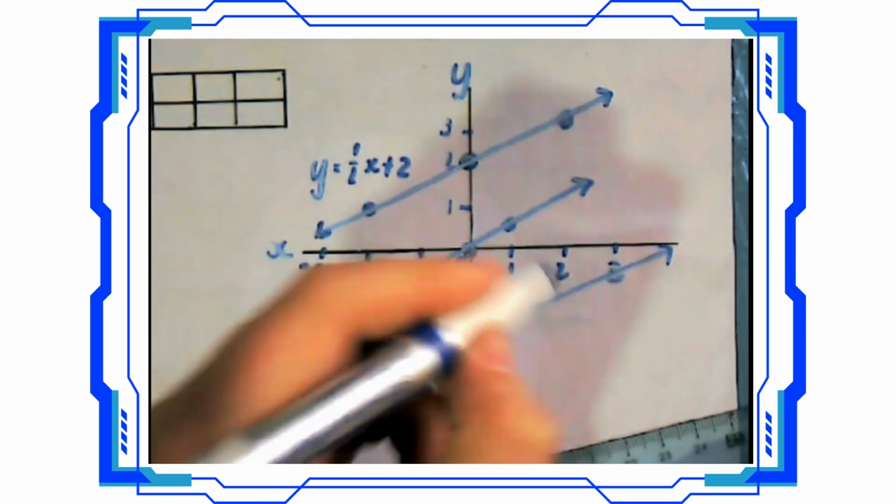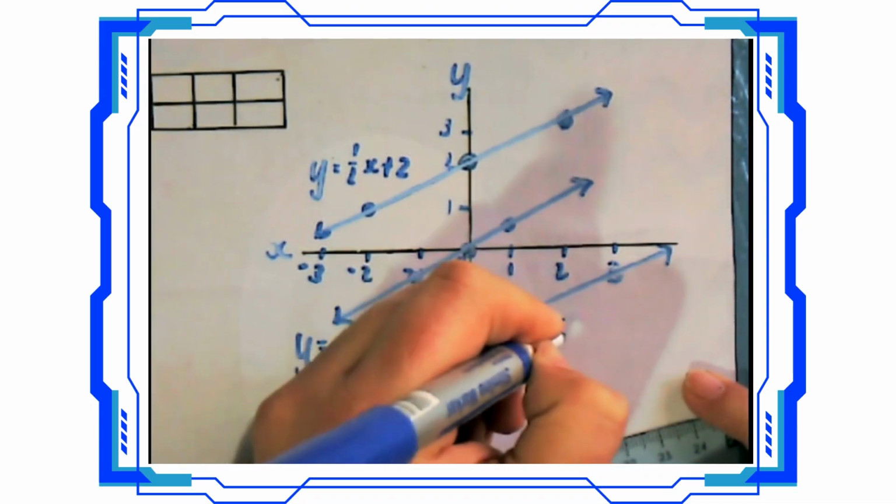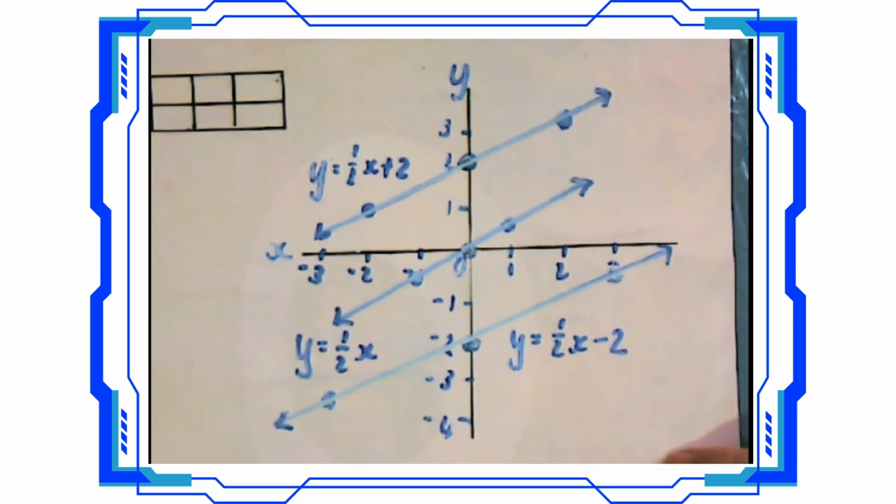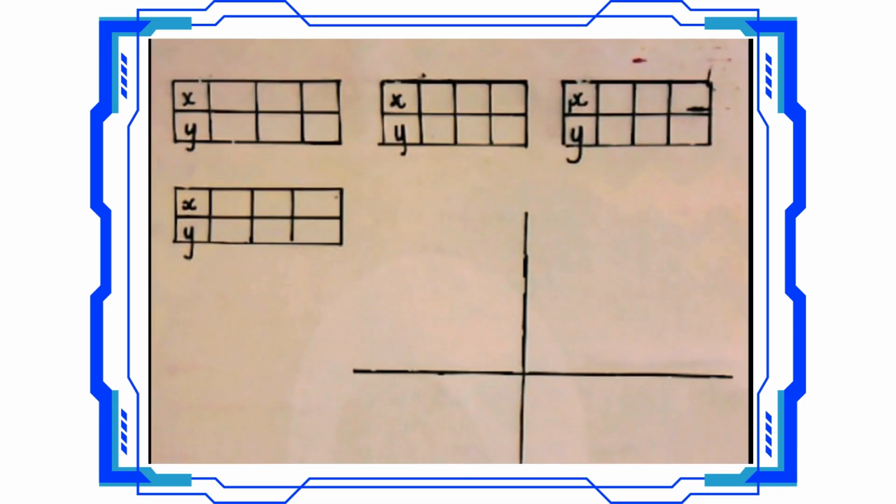Okay. Then next to my graph, I write the equation. Okay, that's all I have to do, guys. Okay, last one with this activity, we have 2.8.